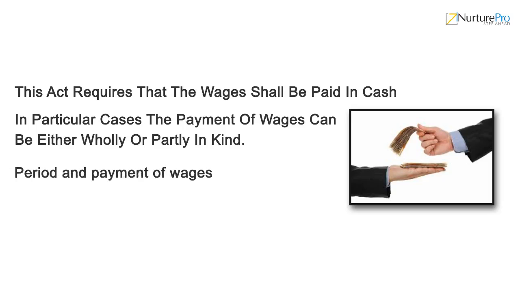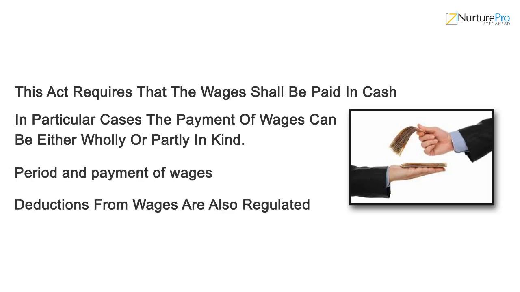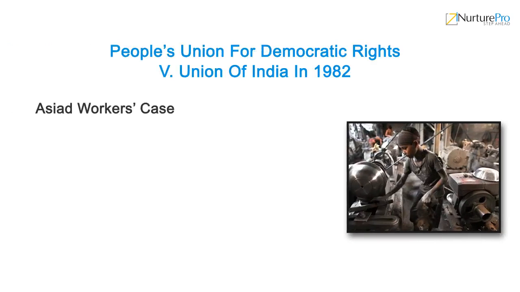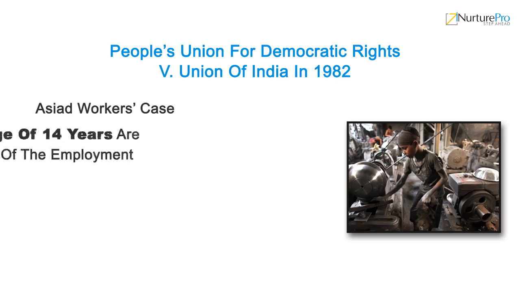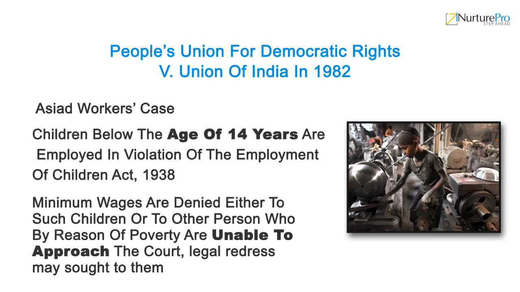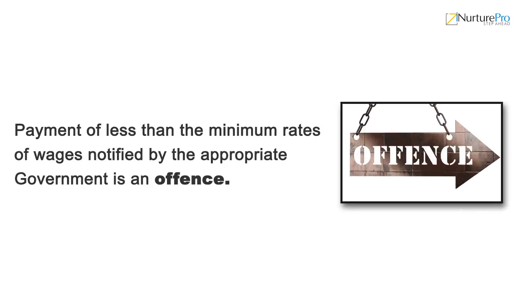Period and payment of wages and deductions from wages are also regulated. In a landmark judgment, People's Union for Democratic Rights versus Union of India in 1982, which is also known as the Asiad Workers case, the Supreme Court held that where children below the age of 14 years are employed in violation of the Employment of Children Act 1938, and minimum wages are denied either to such children or to other persons who by reason of poverty are unable to approach the court, legal redress is available to them. Payment of less than the minimum rates of wages notified by the appropriate government is an offence.